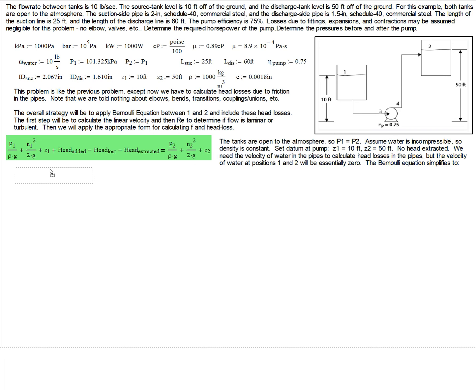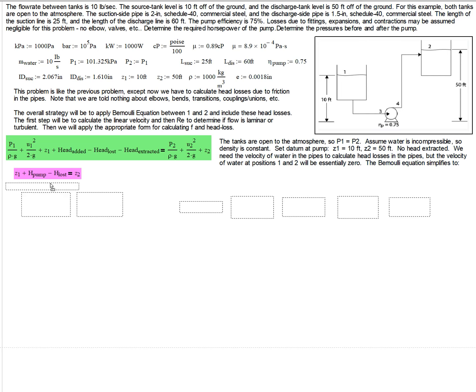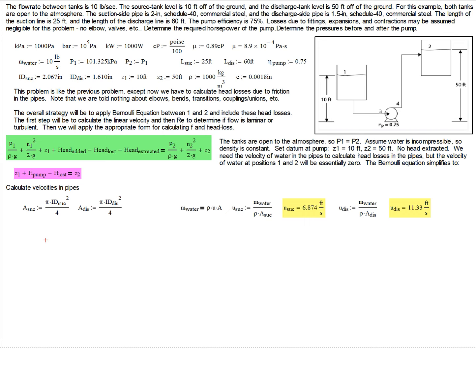So if we make all those assumptions in applying the Bernoulli equation from 1 to 2, our Bernoulli equation simplifies quite a bit. And so what I've done is, instead of head added, I put head for the pump, and then head lost. So this is our Bernoulli equation. We want to solve for H pump, the head of the pump. And so what that means, we know what Z2 is, we know what Z1 is. We're going to have to calculate the head losses. And so the first thing that we need to do is calculate the velocities of the water in the pipes, in the inlet suction pipe and in the discharge pipe.